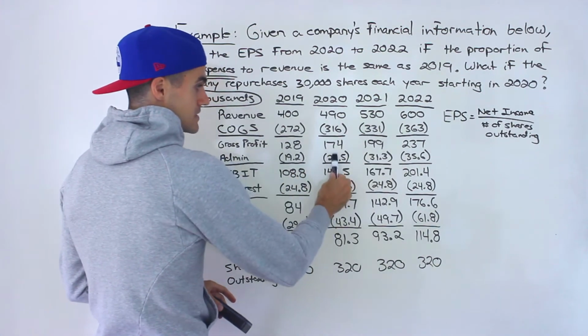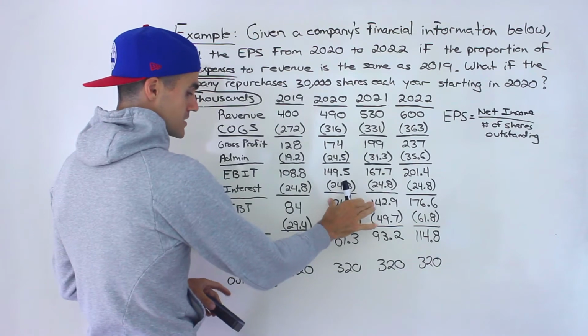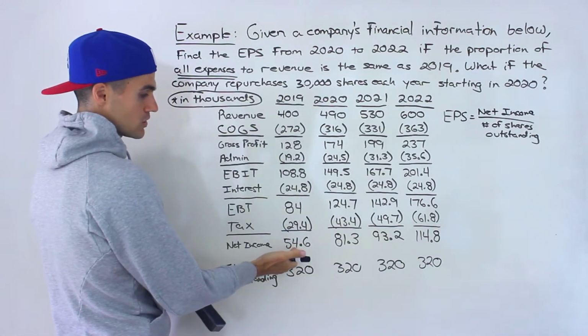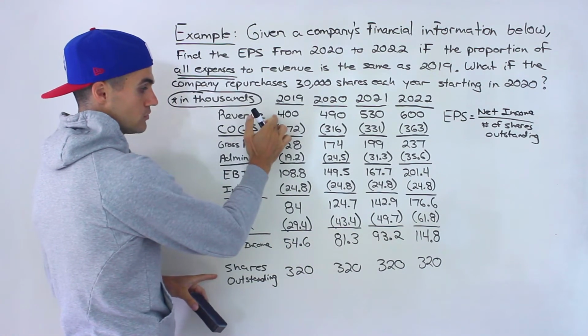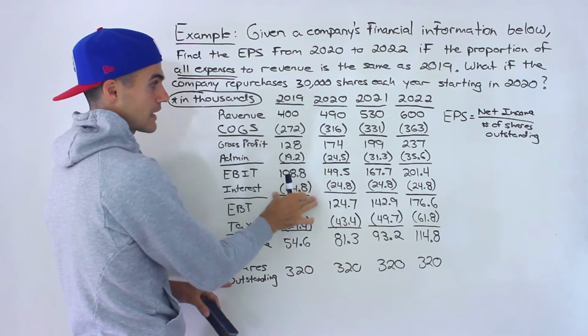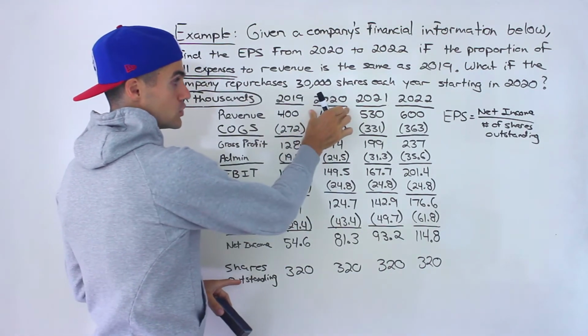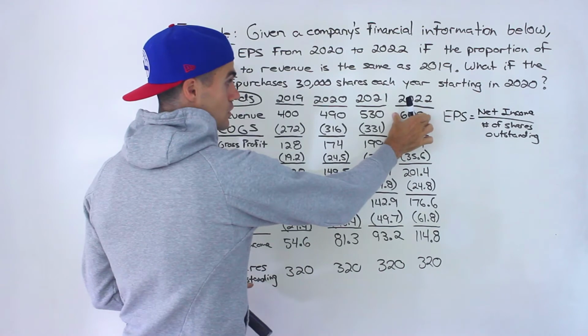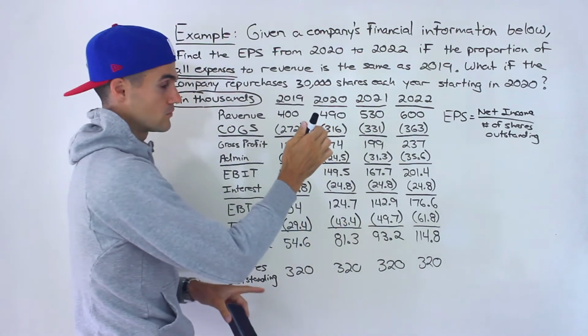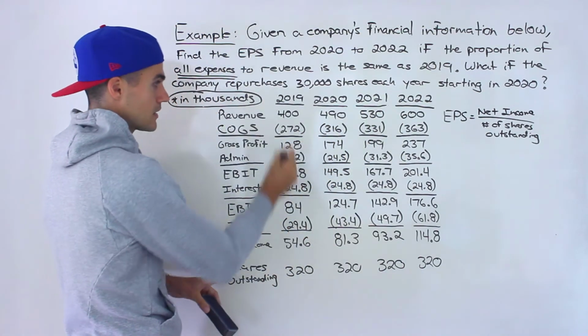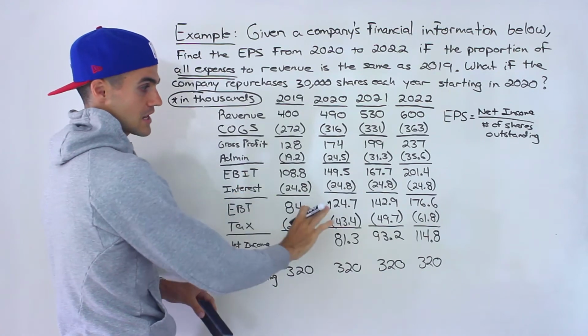write out all the expenses. We can just find the proportion of net income to revenue, the net profit margin for 2019, and then we can apply that to the revenues for 2020 to 2022. Okay, because the net income is also going to be in proportion the same way.